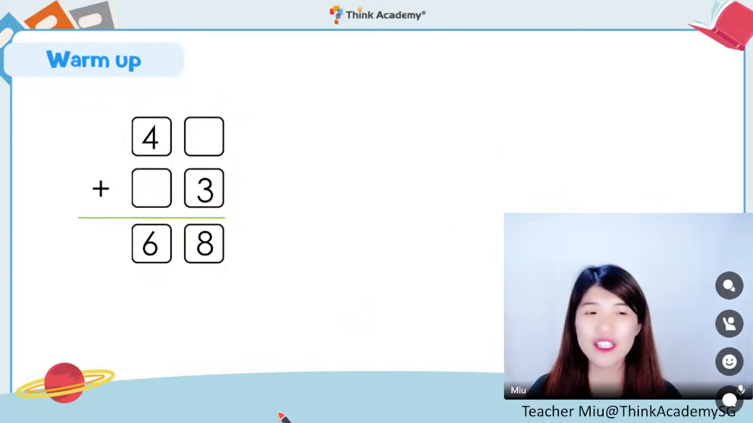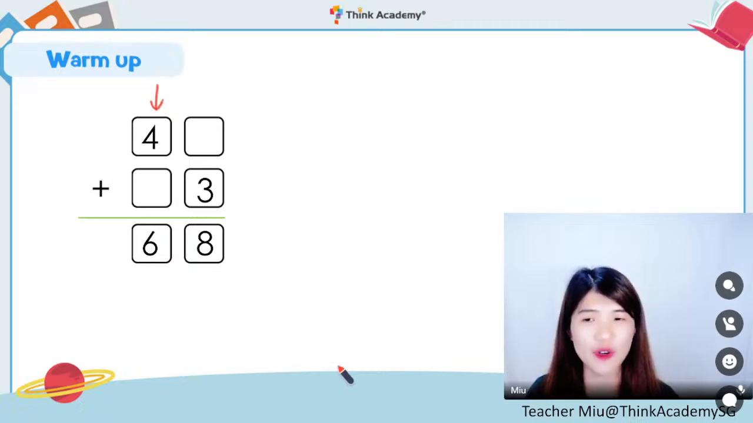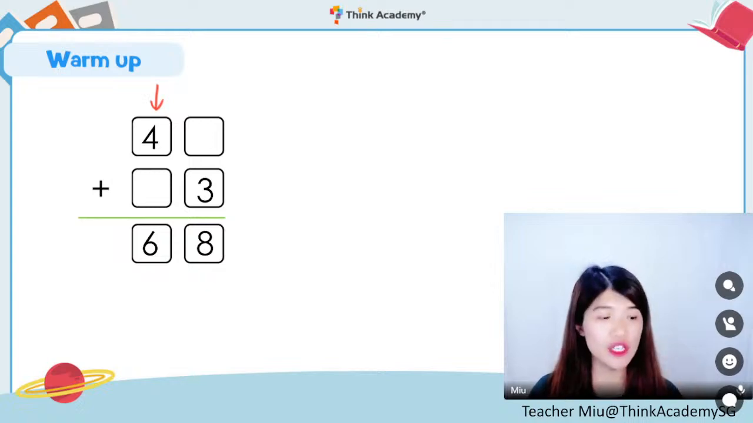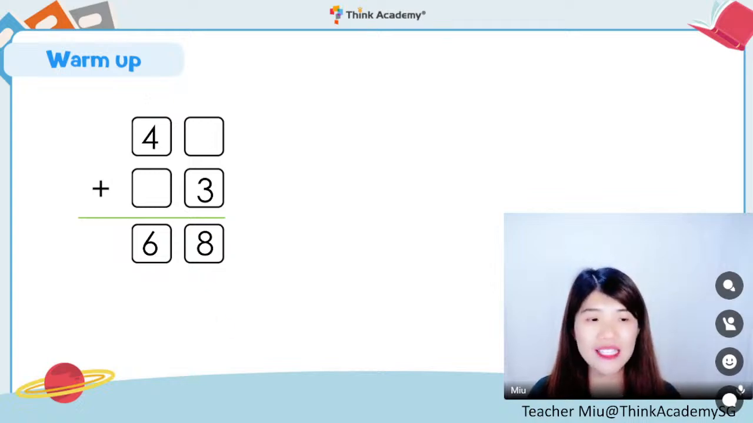For this question, how can we do? Step 1, dear, where should we start? Should I start from the tens place first? No way! Where should we start? Good. Actually, we should start from the ones place. Always start from the ones place first.